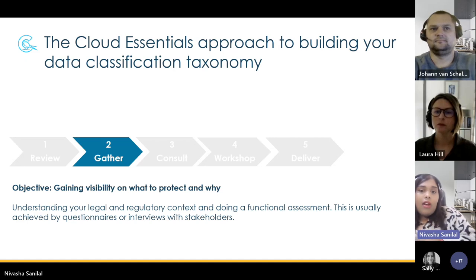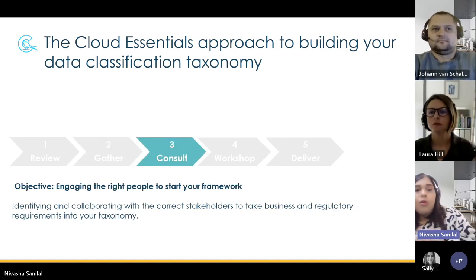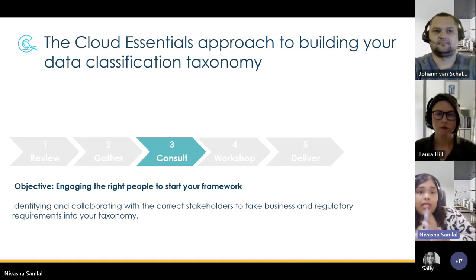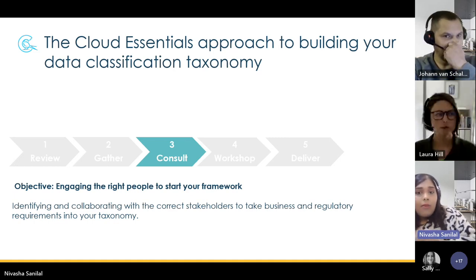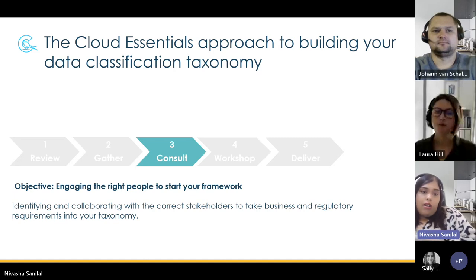And then we move on to phase three, which again is extremely important, whether you're dealing with our general Cloud Essentials methodology or our data classification taxonomy approach. It's this collaboration phase or consultation phase. The objective of this phase is to ensure you're engaging with the right people to start this framework. What you need to do is identify and ensure you're collaborating with the correct stakeholders to take into account both your business requirements and regulatory requirements in your taxonomy framework. Engaging the right stakeholders helps you avoid a number of the barriers for adoption that we identified earlier.